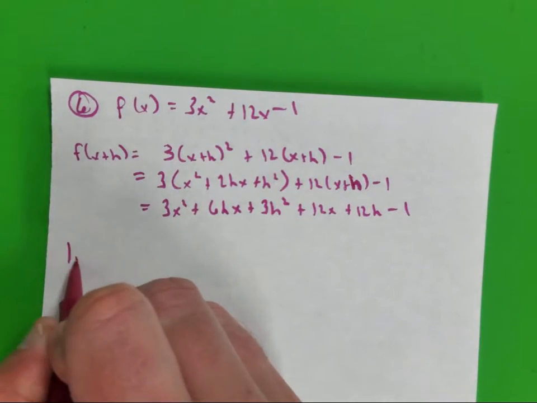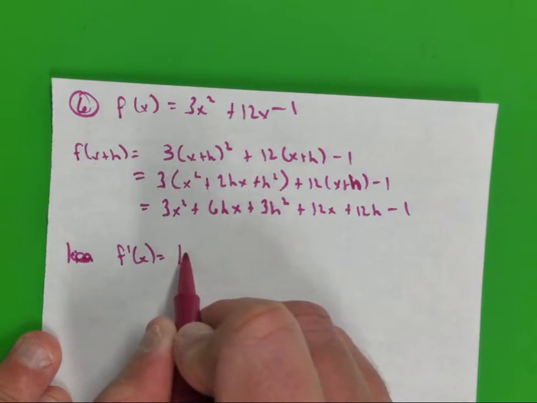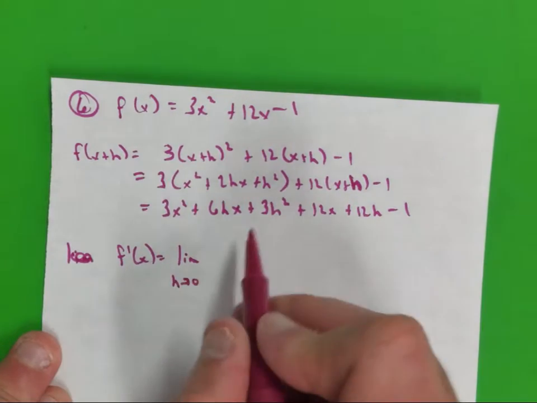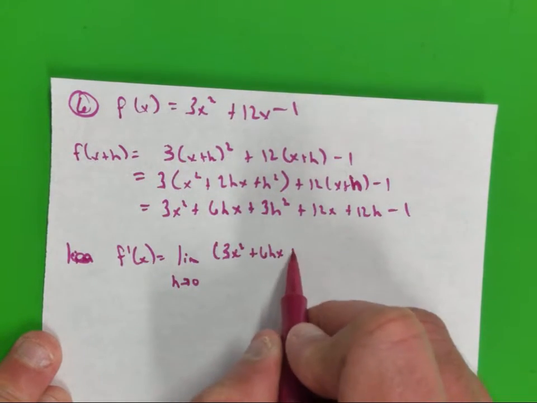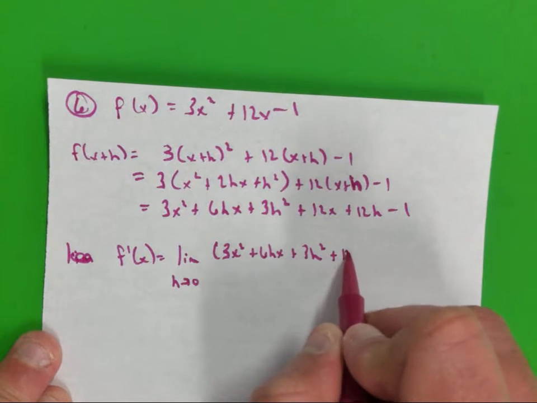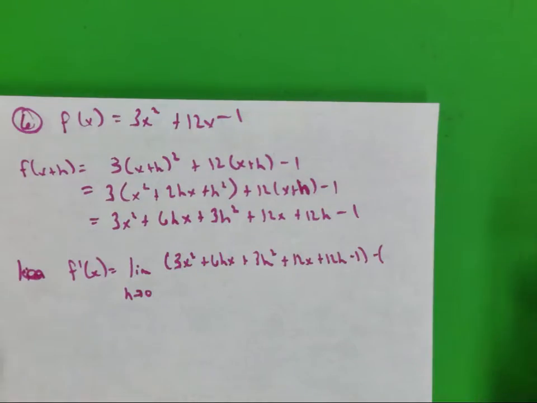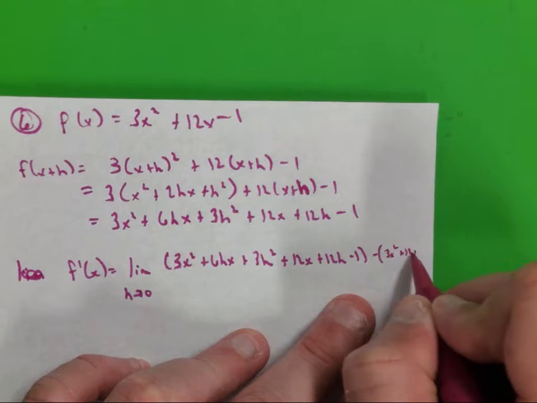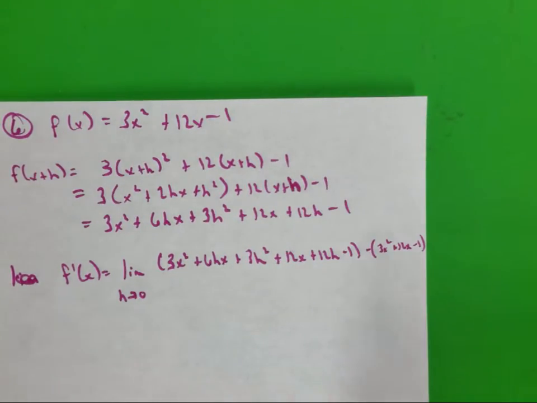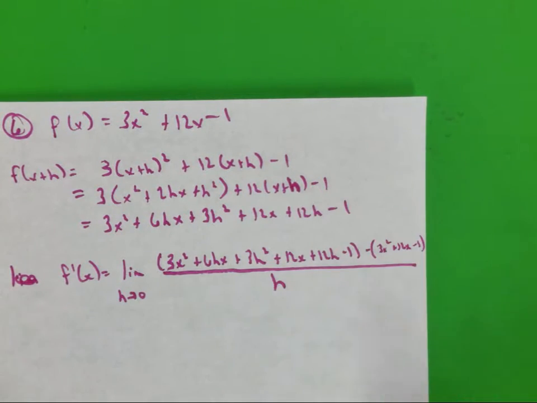But now I'm ready for my formula. f prime of x equals the limit as h approaches 0 of 3x squared plus 6hx plus 3h squared plus 12x plus 12h minus 1, minus, I'm not going to be able to fit all this in, 3x squared plus 12x minus 1, all over h. I'm not giving you this formula on the test, so you have to know that by heart, that formal definition.